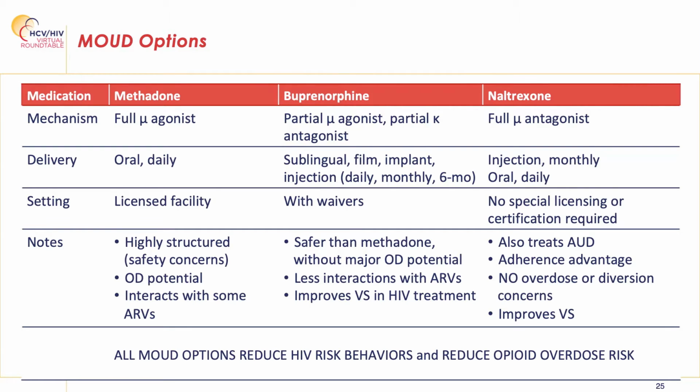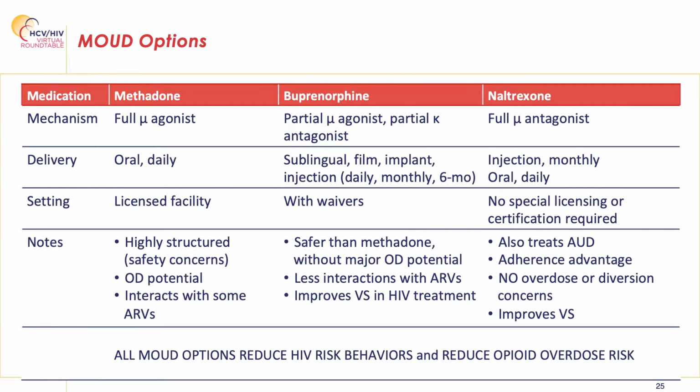So if someone's on naltrexone and they take a prescription opioid, they're likely to not feel the euphoric effects of their prescription opioid. It's available in 2 formulations. One is an oral formulation, which is given once daily, and the second is an injectable formulation, which is given monthly.